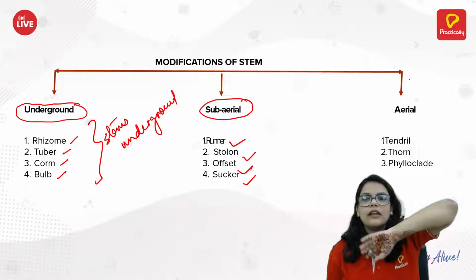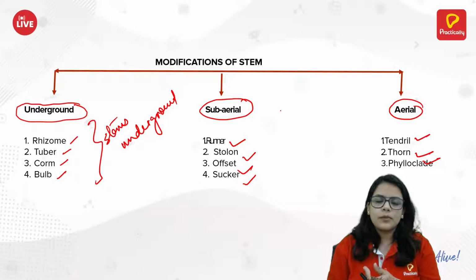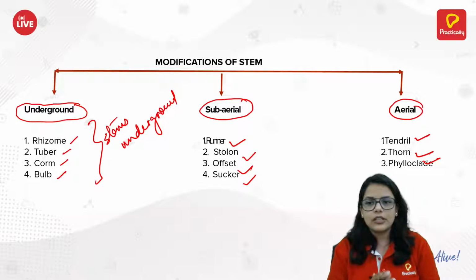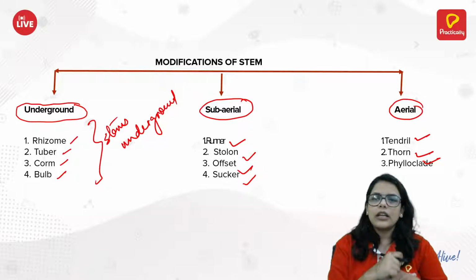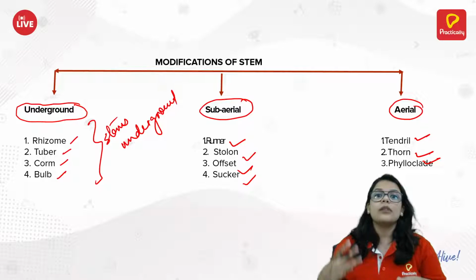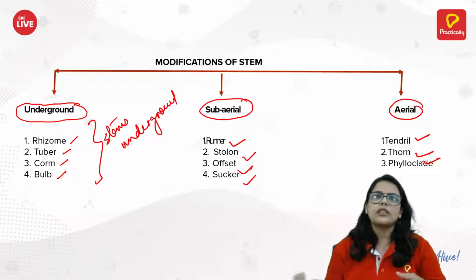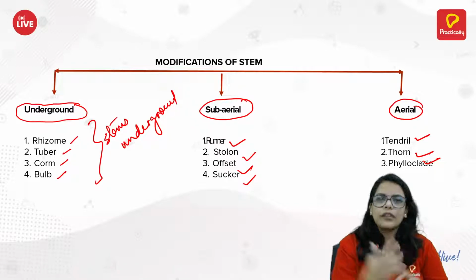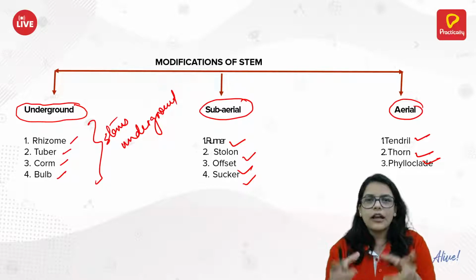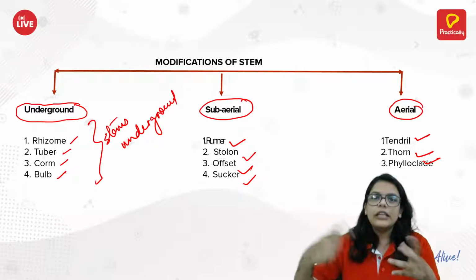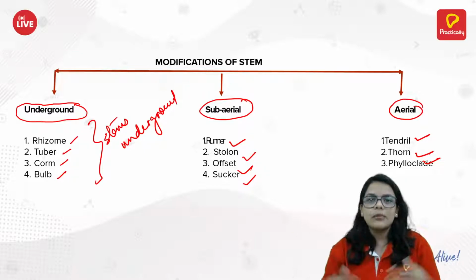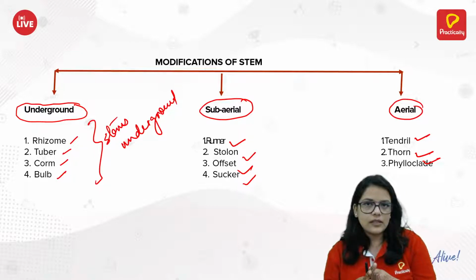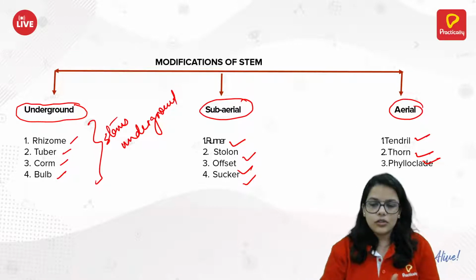These are all not normal stems. These are all modifications of stems. Somehow or the other, they do the work of the stem. They have some other additional capabilities also. For example, thorn. Thorn is just a small thing in bougainvillea. You can find small thorns. That is actually a modification of a stem which helps in protecting the plant. Phylloclad is mostly found in xerophytes. These plants do not have a proper leaf. Instead, the stem is working as a phylloclad. It helps in photosynthesis. So these are the modifications of the stem.